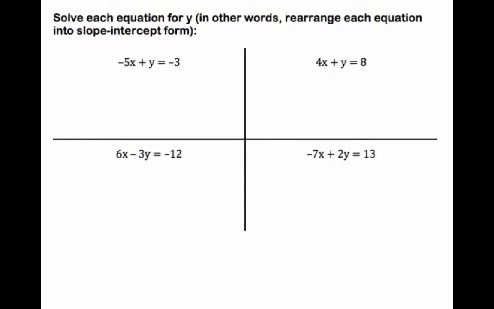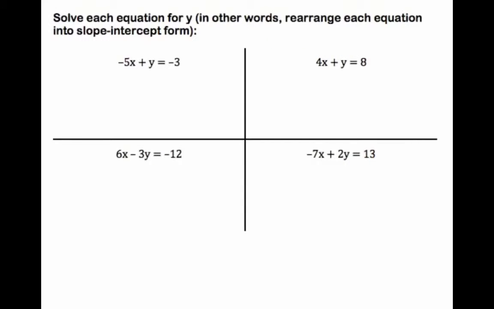So here was our warm-up. It said to solve each equation for y. In other words, we're going to rearrange the equation into slope-intercept form. So we're looking for y equals something, mx plus b.